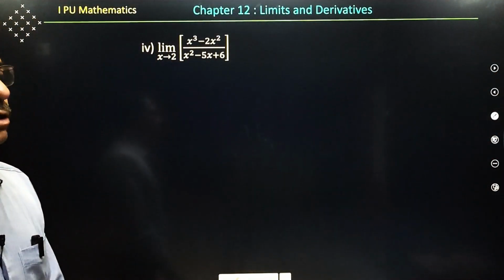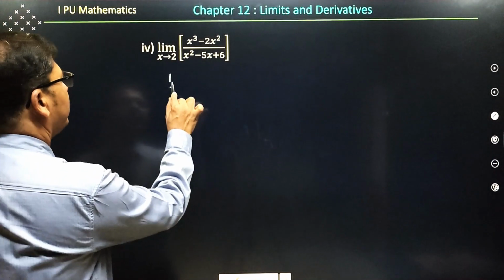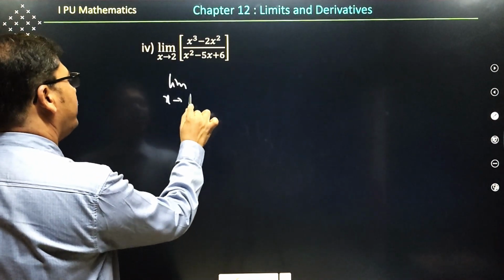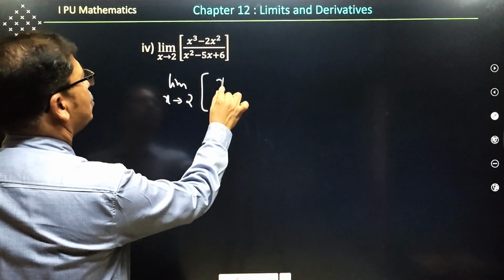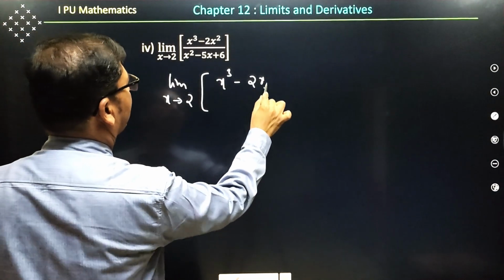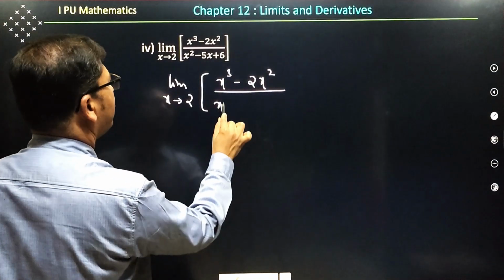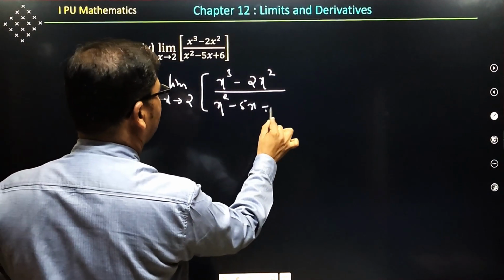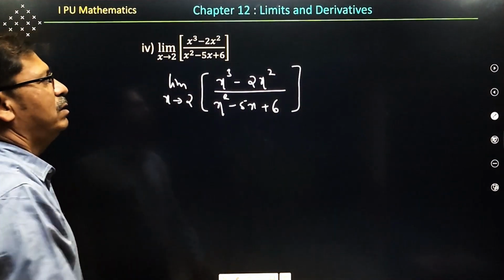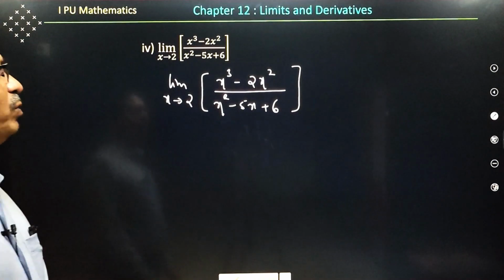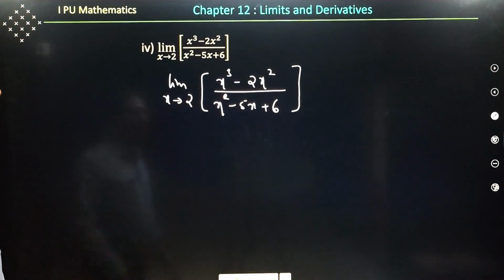Now let us take the next example. Limit x tends to 2, x cube minus 2x square divided by x square minus 5x plus 6. This is the given problem. See, what you can take common from the numerator, x square can be taken outside.